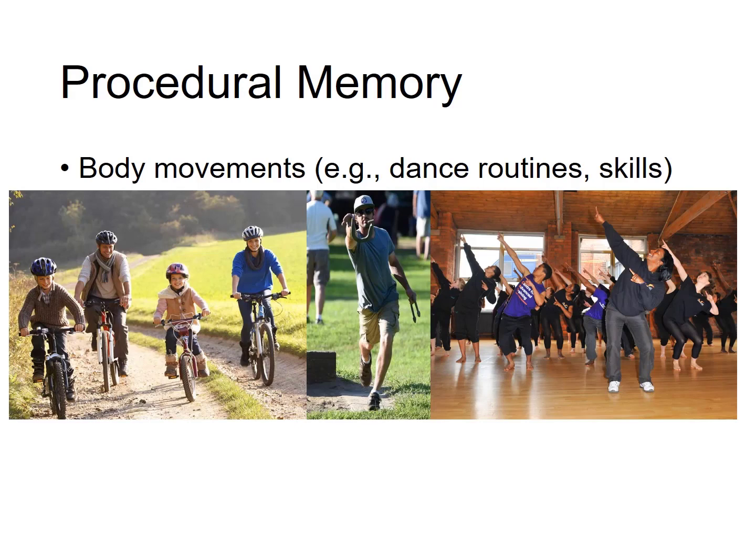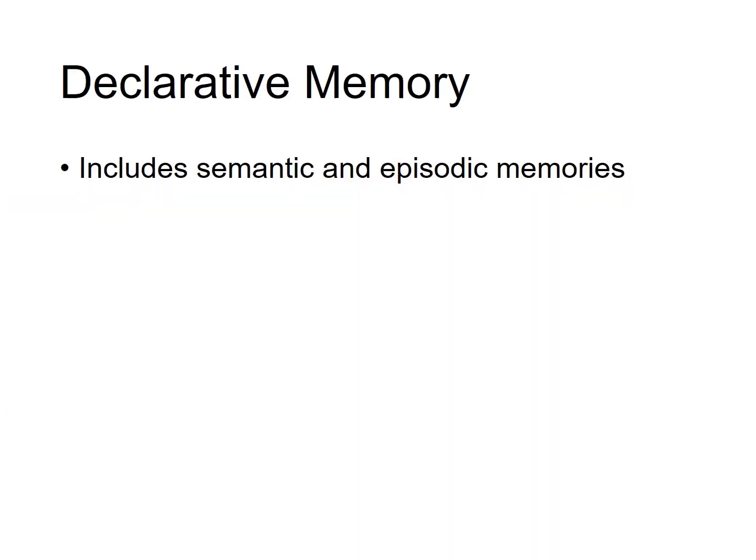There is also procedural memory, which includes our memory of body movements, such as those that we might learn in dance routines or when riding a bike or developing other skills. The term declarative memory is a pretty old term, and it's come to include all of the memories that we can talk about or declare. So these include semantic memories and also episodic memories.